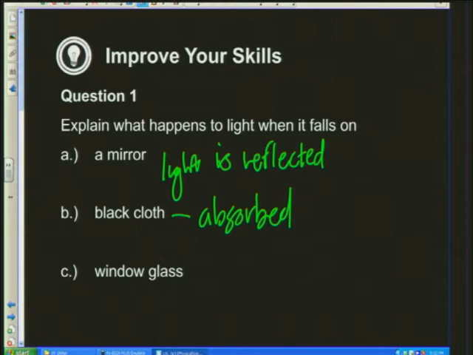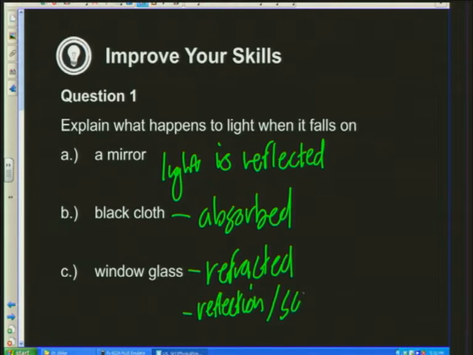Now, window glass. Here, window glass is usually transparent. But even if there are little cracks on the window glass, what we find is it can do two things. It can mainly be refracted, so it will undergo refraction. But it could get some reflection. And if there was some dirt on it, then we would say it could even be scattered.